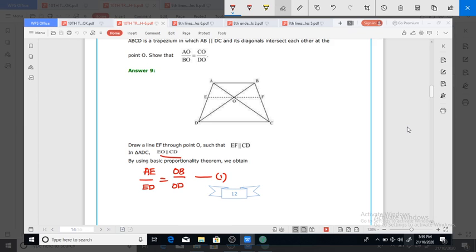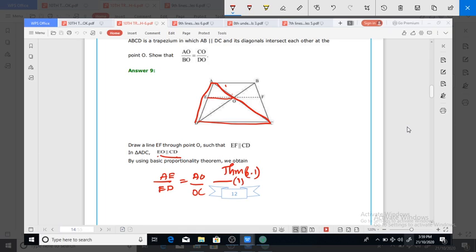Sorry, actually I missed the figure here. If OE is parallel to CD, this is the diagram you have to consider. By this diagram, AE by ED is equal to AO by OC. This is equation 1 by Thales theorem. Okay, so next.